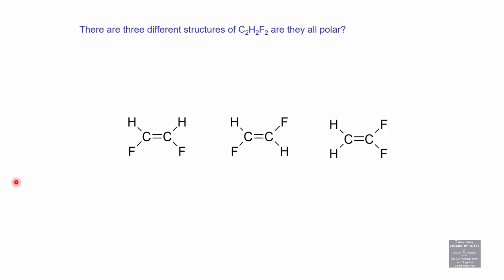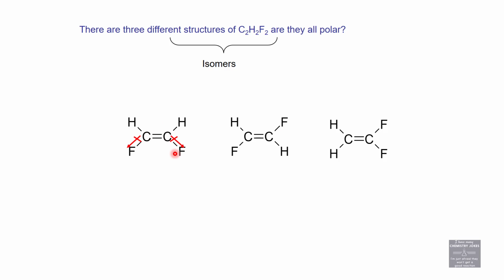There are 3 different structures of this thing. Are they all polar? No. These 3 different structures are called isomers, things that have the same molecular formula but different connectivity. So I've got carbon to fluorine. Carbon to hydrogen is a very similar electronegativity, so we often talk about carbon-hydrogen bonds being nonpolar. We don't talk about them having a dipole at all. So our carbon-fluorine is really what we're most concerned about in each of these cases.